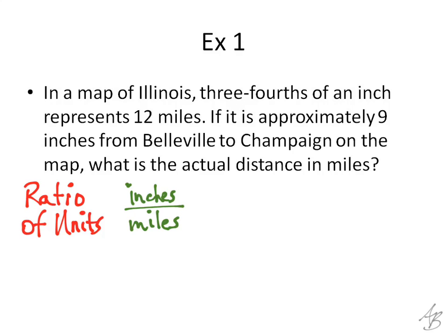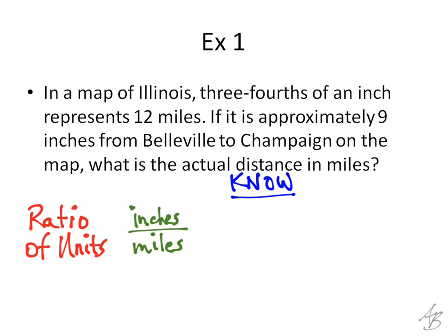Okay. So the next thing I'm going to do is write a ratio that I know. This is what I know. Need a little bit more space here. So the ratio that I know is that 3/4 of an inch represents 12 miles. So should I put the 3/4 of an inch on top or the bottom for the part that I know? What do you think? Why on top? Malik says that the 3/4 should go on top. 3/4 of an inch.